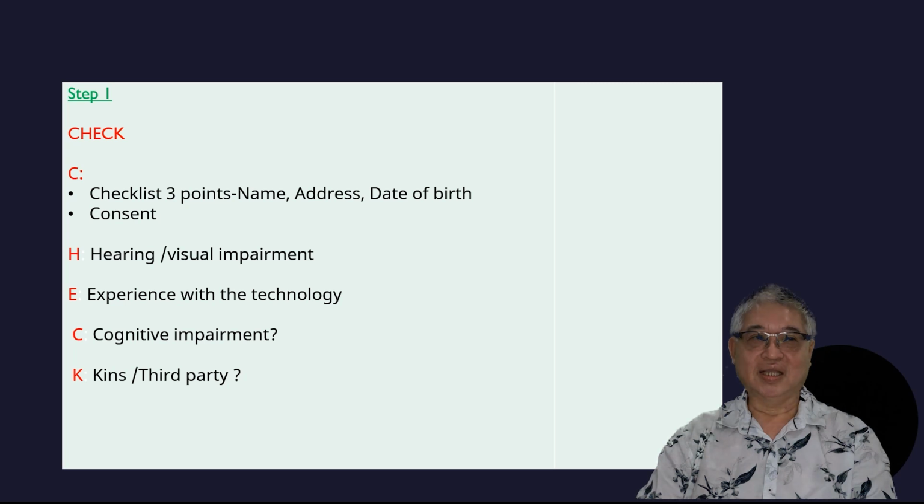We ask for the patient's name, address, and date of birth, in case there is a patient with a similar name and similar surname, but the address and date of birth are always different. And ask for their consent. Ask the patient if they have any hearing or visual impairment. It's also good to ask whether the patient has experience with this sort of technology. We can ask about their memory, and whether kin or a third party may be involved in the consultation.